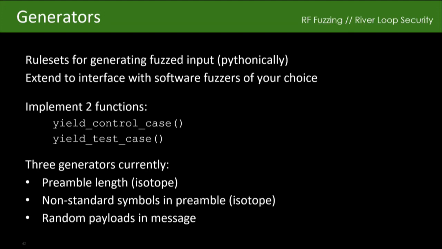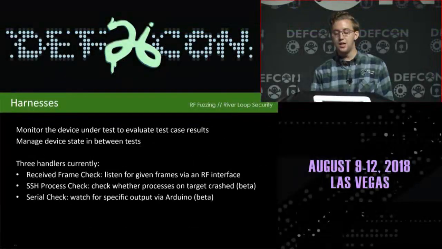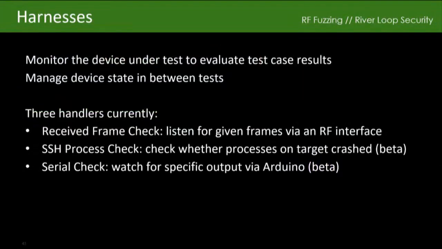We also can put random payloads in the message, as an example that this is not just applicable to PHY layer fuzzing like we're focusing on today, but also fuzzing the MAC or application layers. And the last major class that you can implement is the harness. The harness's job is to evaluate the device under test, see if it's in a good state or bad state, or, because this is important in embedded fuzzing, to reset it, get it back into a good state when we cause it to go haywire. And so we have different ways to do this.